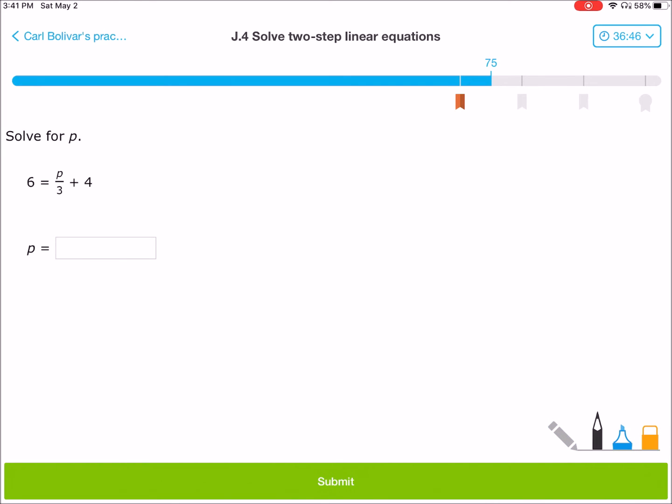Well, now we have this problem here. We have 6 equals p over 3 plus 4. Don't worry about that division. We wait until the end for that. We'll do the integer first.